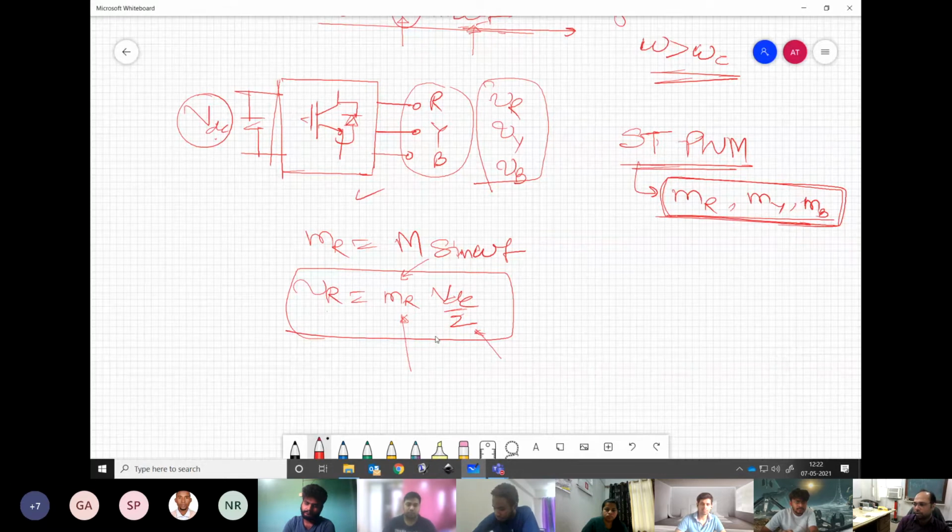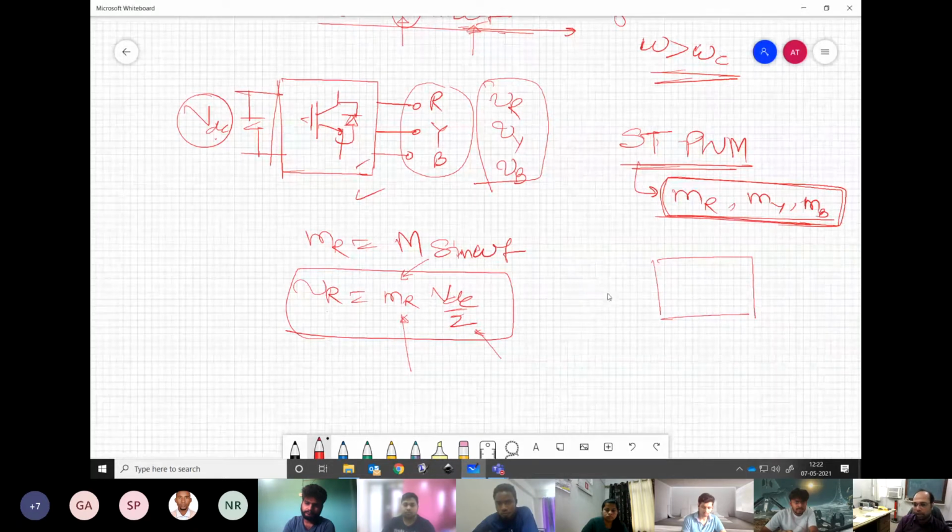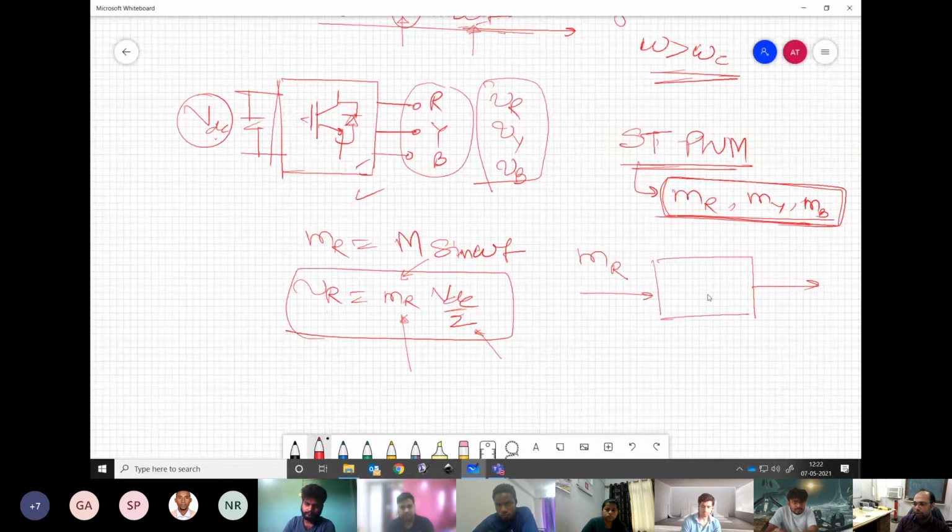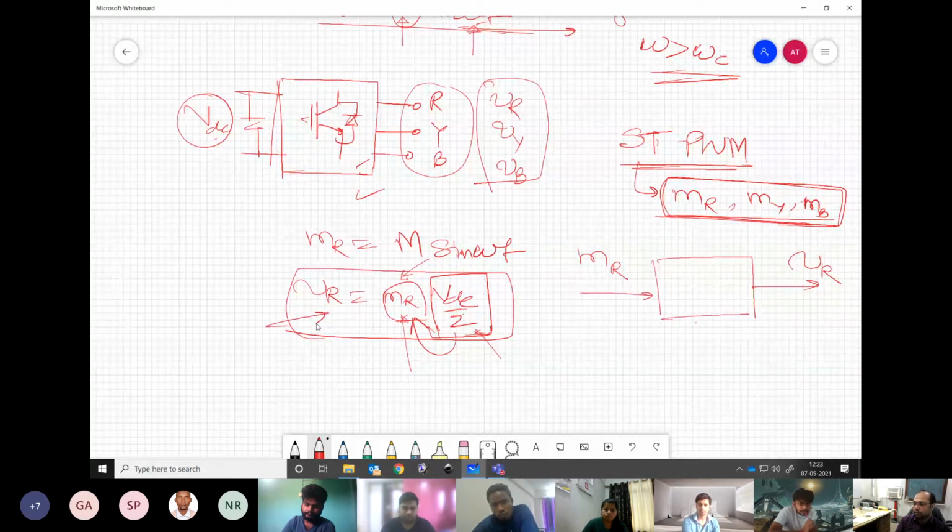MR. So with respect to MR, let us say a box, you have to model what a converter is. So what will this box contain? You have to understand what the input is. Input is your MR or MY or MB, the modulating signal. What is coming out? VR, VY, VB. So then what is in the box? Some VDC type of gain. Some type of gain only, right? Something is getting multiplied to MR, and that is our output.